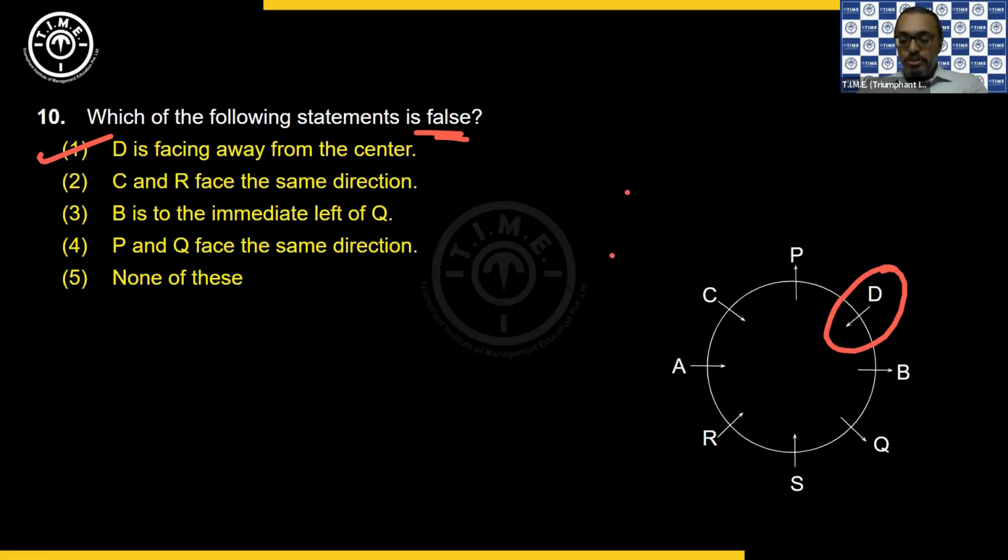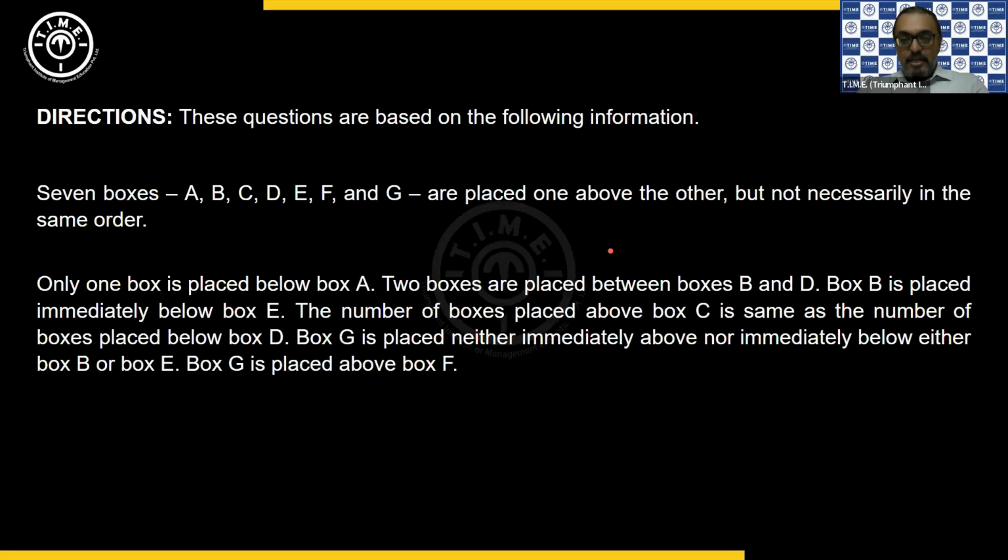Right. So these were the questions you had in this. Now coming to the next. Now this is a box arrangement. 7 boxes are placed one above the other, not necessarily in the same order. Box arrangement is very similar to floor arrangement. There we fix the floor numbers. Here we fix the box numbers.